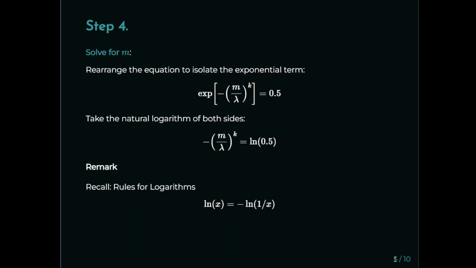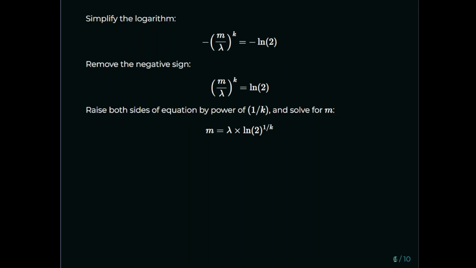So we can re-express this as follows: minus m divided by lambda to the power of k equals minus log of 2. Obviously we can remove the negative signs from both sides. m divided by lambda to the power of k equals log of 2, and essentially we raise both sides of the equation to the power of 1 over k and solve for m.